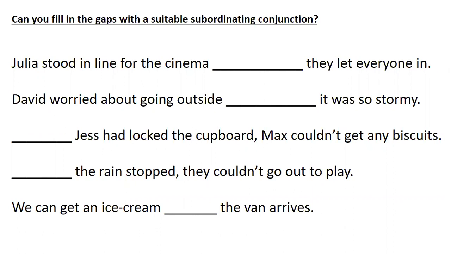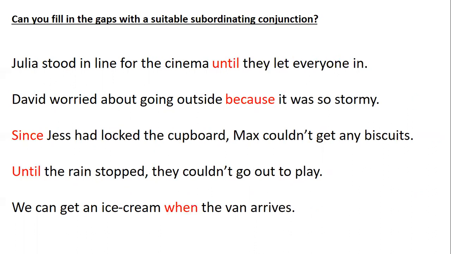Okay, so there are a few different options for each one. So I've got some answers which work, and you may have got those, but there may also be some other subordinating conjunctions you used which are just fine as well. So my ones were: Julia stood in line for the cinema until they let everybody in. Other words that might work would be whilst they let everyone in, that would work as well. David worried about going outside because it was so stormy.